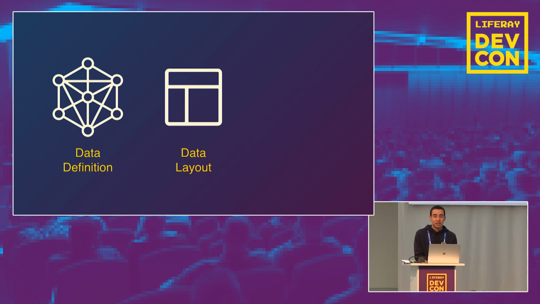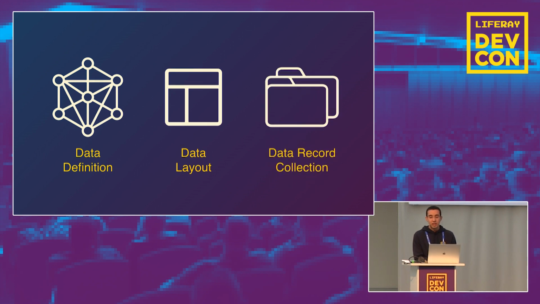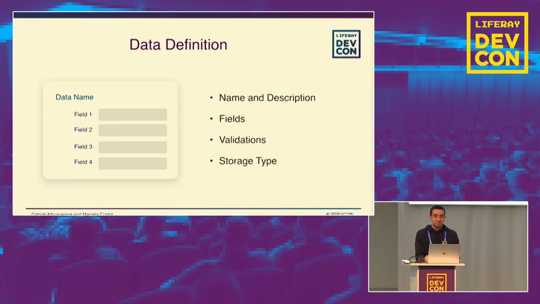And of course, you can have a lot of data layouts for one data definition. So you are able to build just one structure and link it to a lot of layouts, a lot of apps. And here we have data record collection. It's a way for you to categorize your data, like folders or something like that.